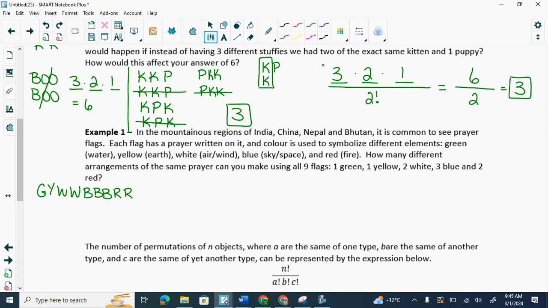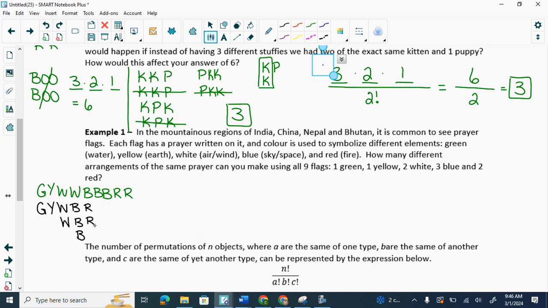But what you do is you go G, Y, W, and then I have another W, so I write it below. So I will always rewrite my words and stack the ones that are the same. And the reason why is hopefully when you stack them, you go, why am I stacking these? Oh, right, I have to divide by factorial for those because they're the same. Then I have B, B, B, R, R. Right?